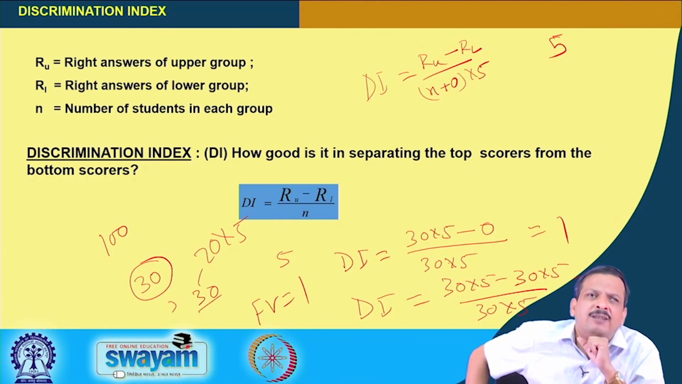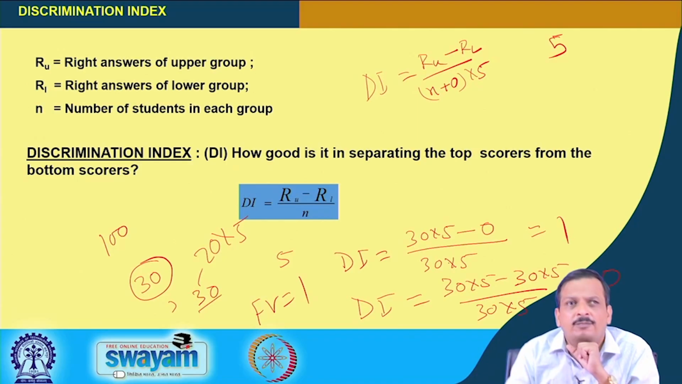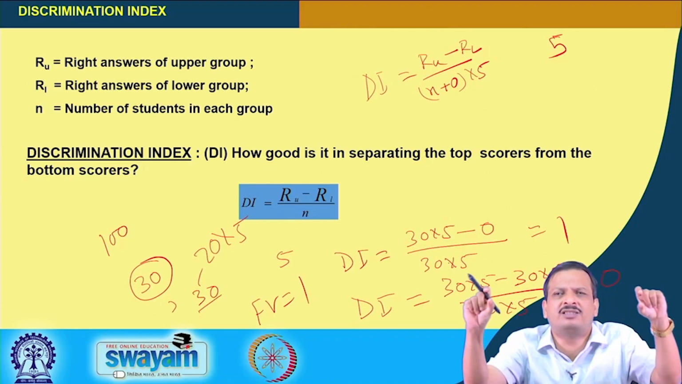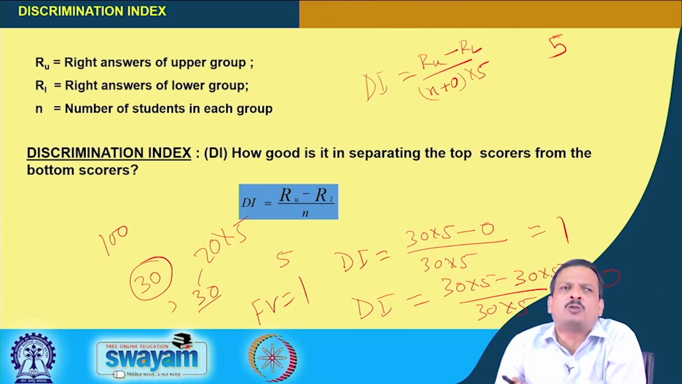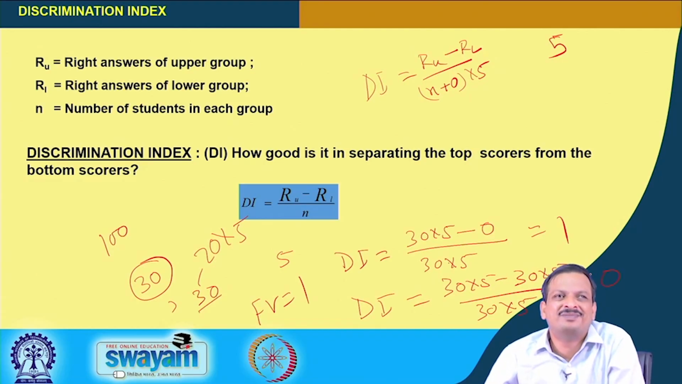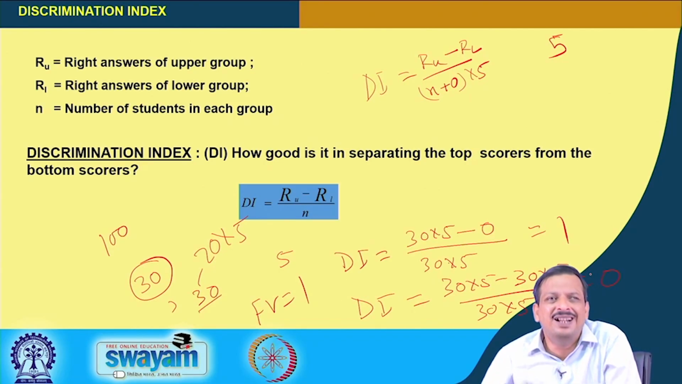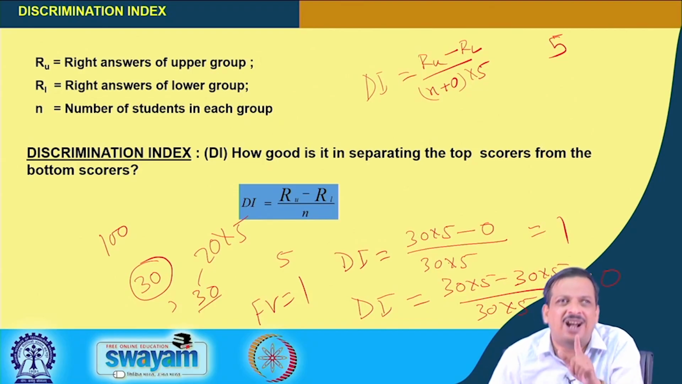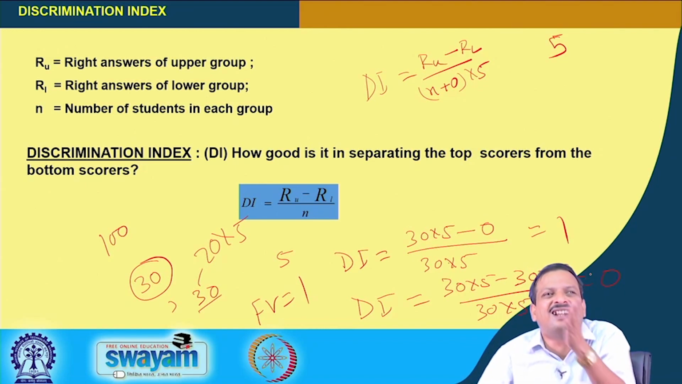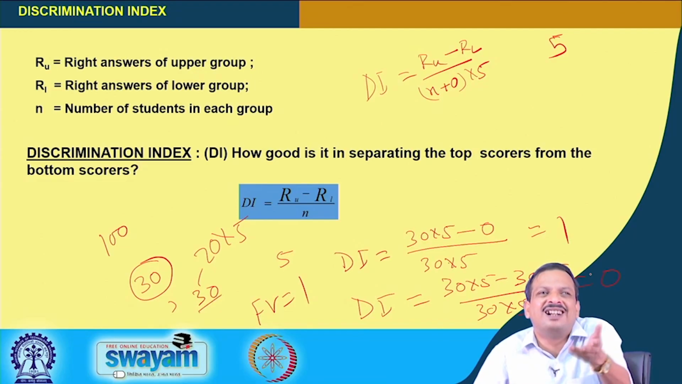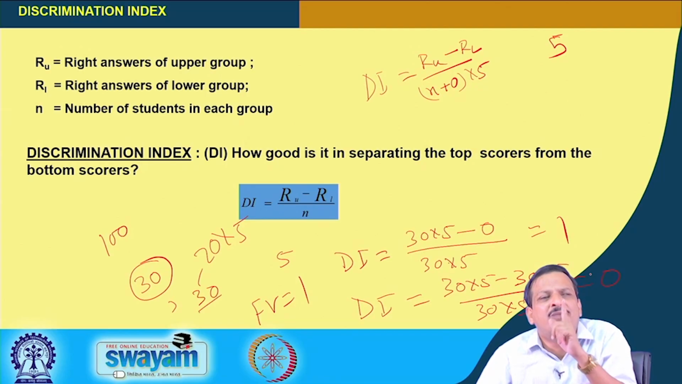But can DI be negative? Possible. Suppose you design a question, no upper group students are able to give the answer, but some lower group student is able to give the answer. What is the meaning? Meaning is that the question is so ambiguous that by chance the lower group student has given that answer, and by luck he can get those marks. So, when you get DI equal to negative, it is possible that the test item is ambiguous.